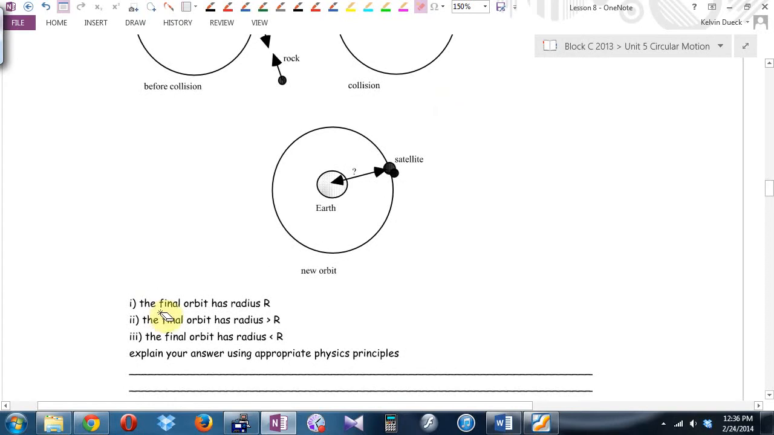The final orbit has radius as before. The final orbit has a bigger radius. The final orbit has a smaller radius. And it says explain your answer using principles of physics.